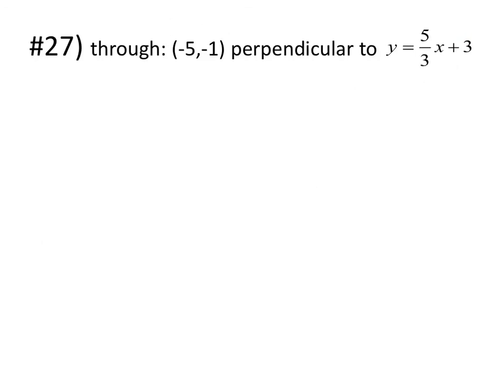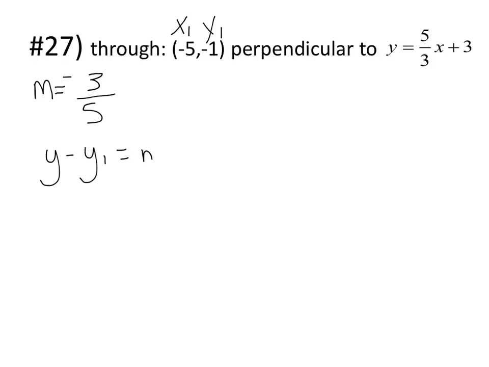Last but not least, we've got through the point negative 5, negative 1, perpendicular to y equals 5/3 x plus 3. Perpendicular lines have negative reciprocal slopes, so I'm going to take this slope, flip it over, and change the sign. It was 5/3, so if I flip it over, it becomes 3/5. It was positive, so I change it to negative. And we're going to use the point they gave us, so label it x1, y1, and we'll plug into, you guessed it, point slope form.